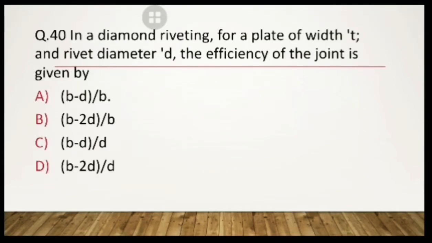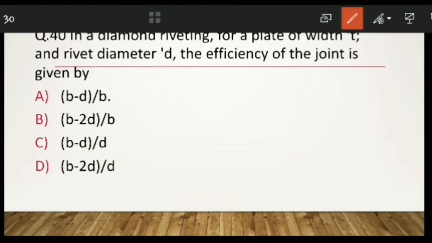Next question number 40. In a diamond riveting for a plate of width B and rivet diameter D, the efficiency of the rivet is given by. How will we calculate efficiency of rivet? If we are given the diameter of rivet and breadth of plate, the formula options are: option 1 B minus D by B, B minus 2D by B, B minus D by D, B minus 2D by D. From that option 1 is your correct answer, B minus D by B.